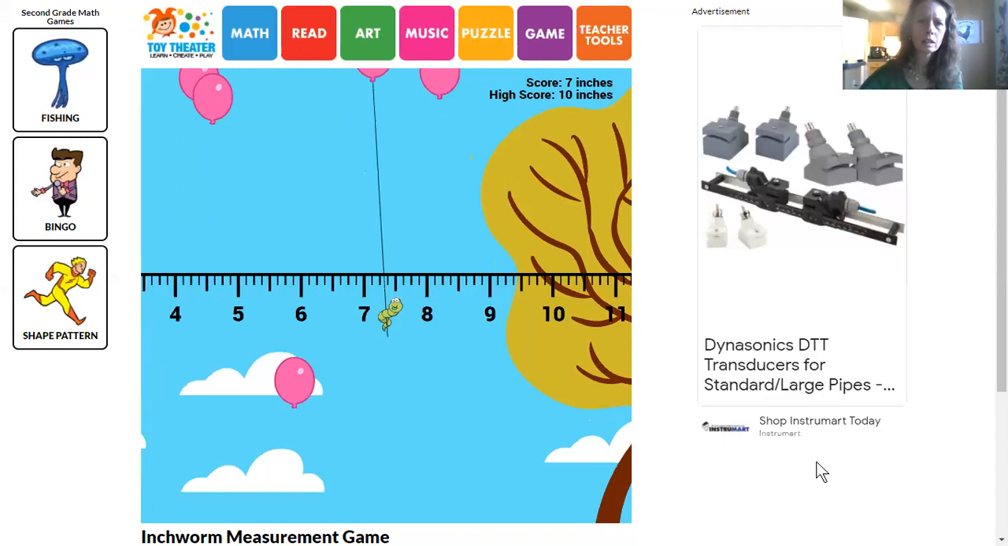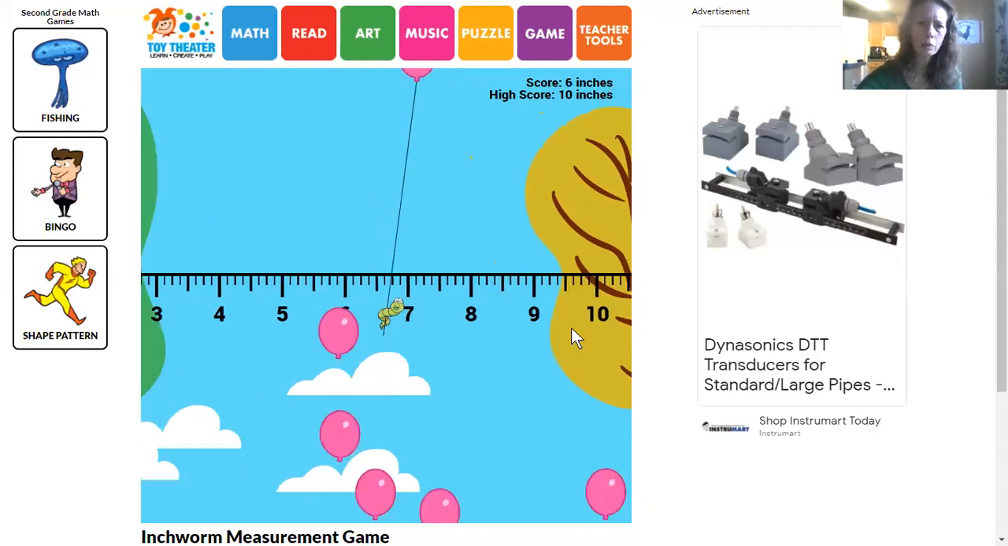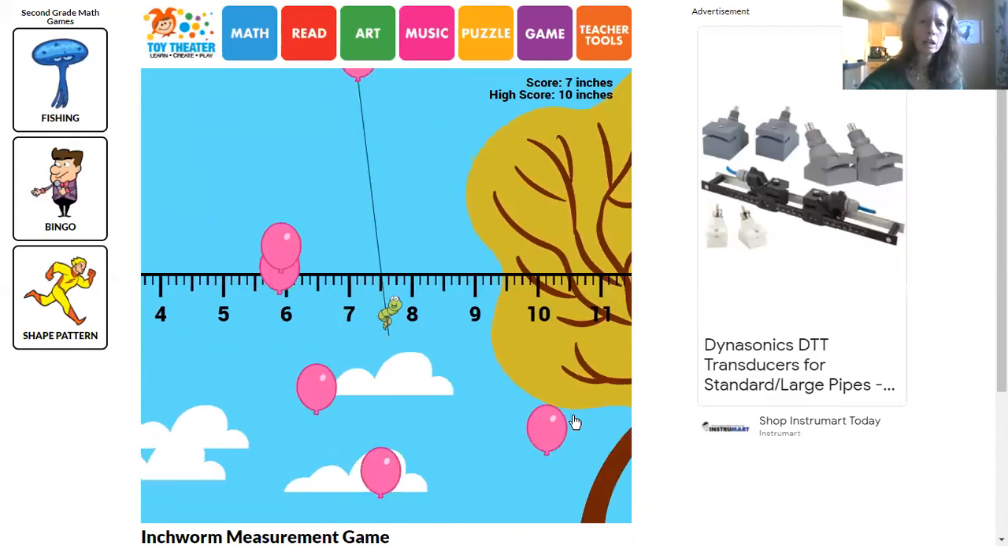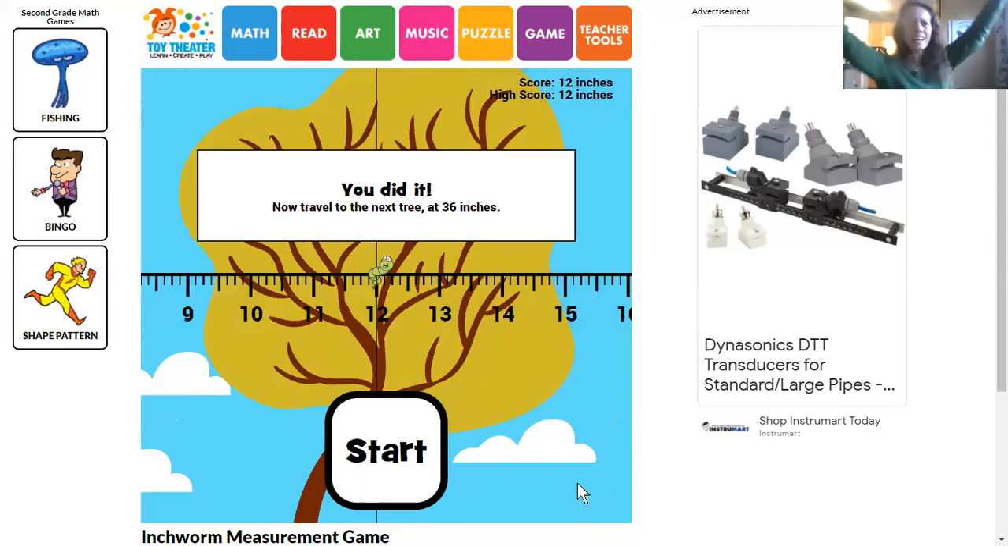All right. Let's see if we can get past the owl this time. Yay! We did great. We got all the way to the end. We got to 12 inches. So where did we start on that one? I didn't even get to see. We'll pick up where we left off last time. I'll find out where we started at 12 inches.